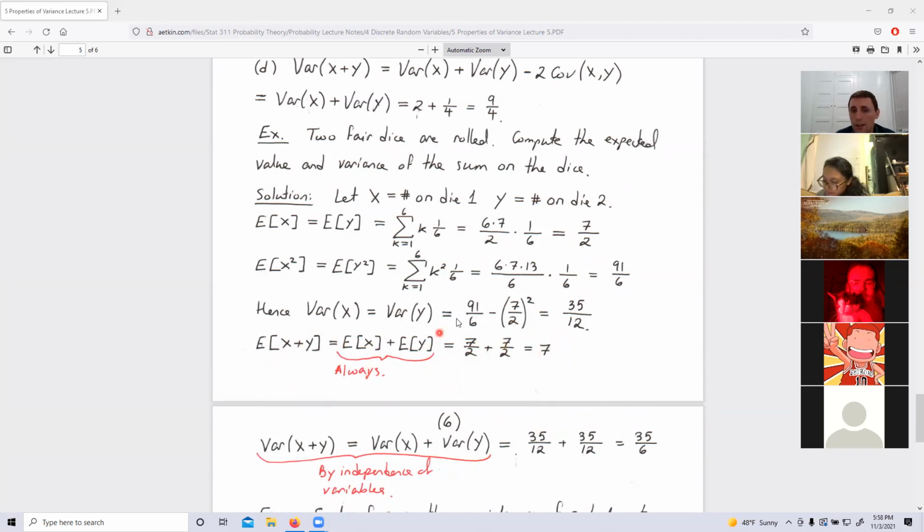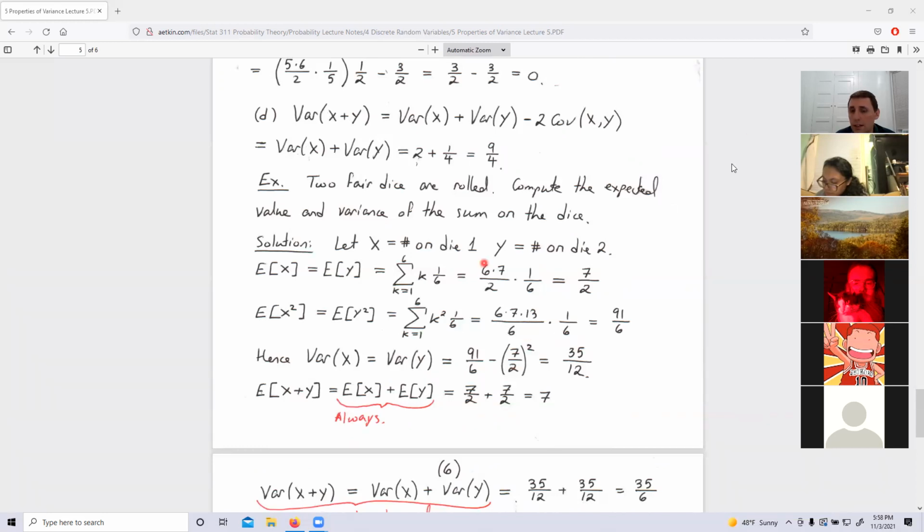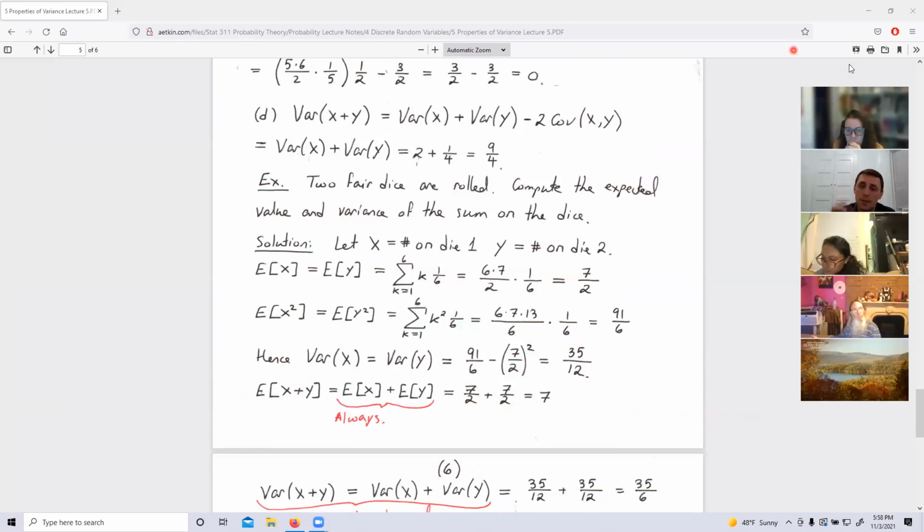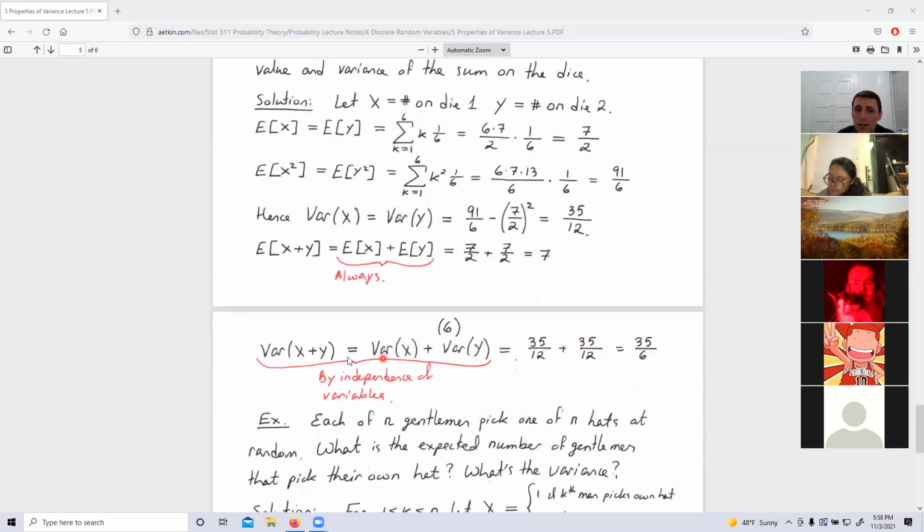Now, what about the variance? Because they are fair, covariance will be 0. Fair dice means that they are independent of one another, right? So the covariance is 0. And so the variance of the sum is the sum of the variances. And we have 35/12 plus 35/12, which is simply 35/6.